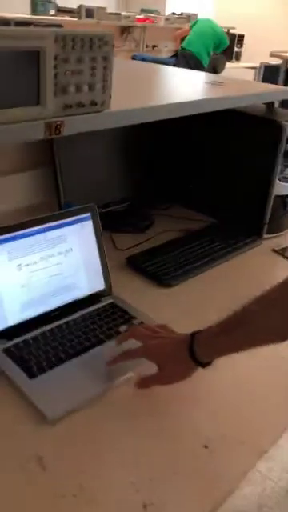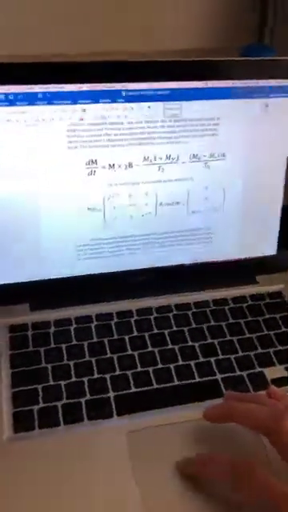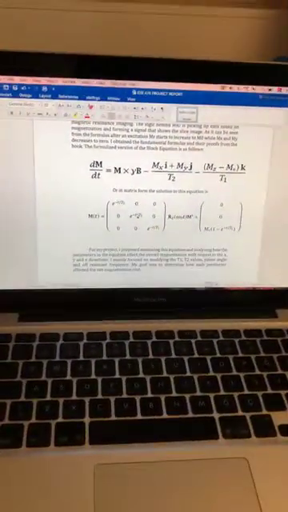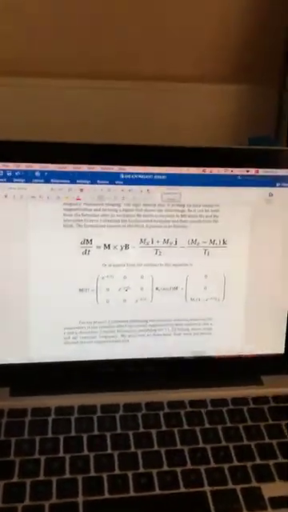For my project, I simulated the Bloch equation and altered certain parameters of it in order to check out how they affected the magnetization in the X, Y, Z directions. So you can see here the Bloch equation. The one on the bottom is the solution in matrix form.